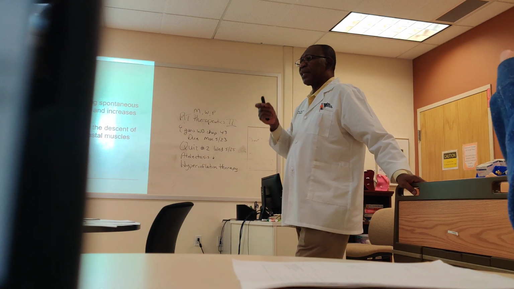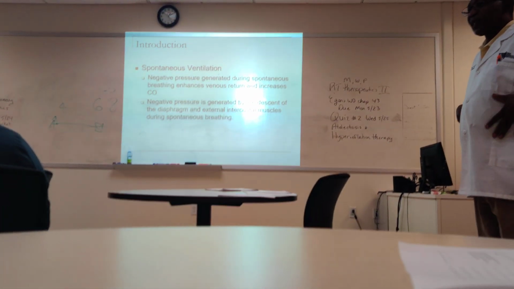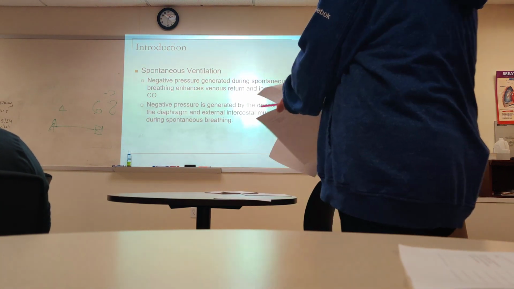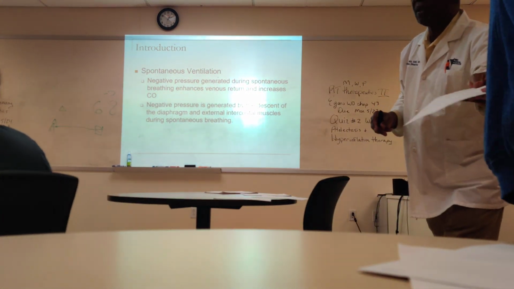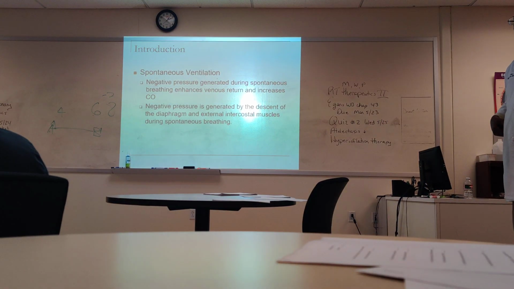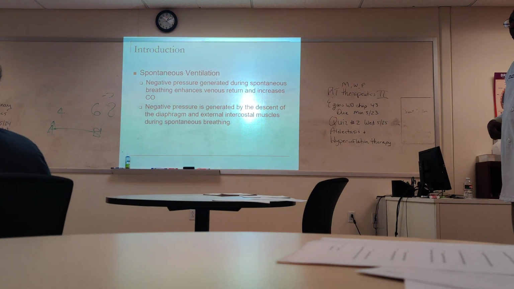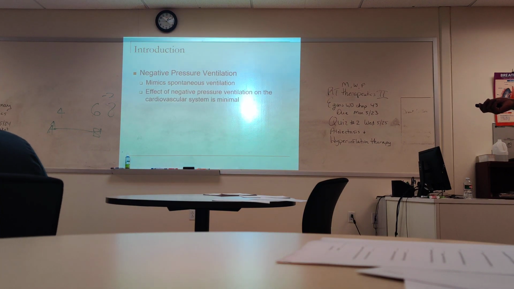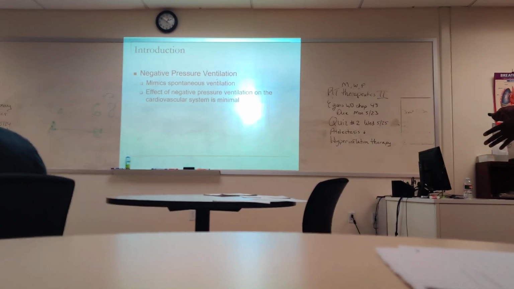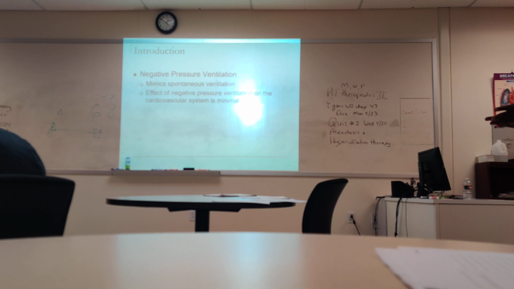The reason that negative pressure ventilation will decrease your cardiac output is that the negative pressure applied to the chest causes blood to pool around the stomach. So not all the blood makes it back to the right side of the heart, okay? But that mimics spontaneous breathing, because you're creating negative pressure, just like when we're breathing spontaneously.